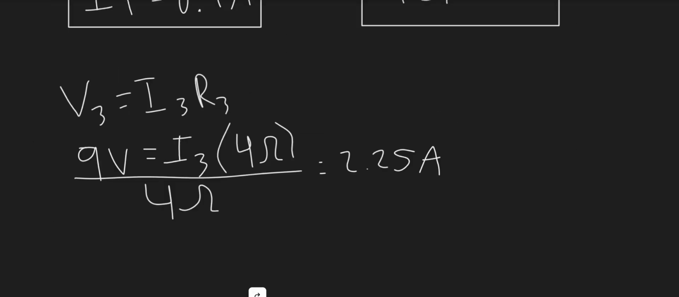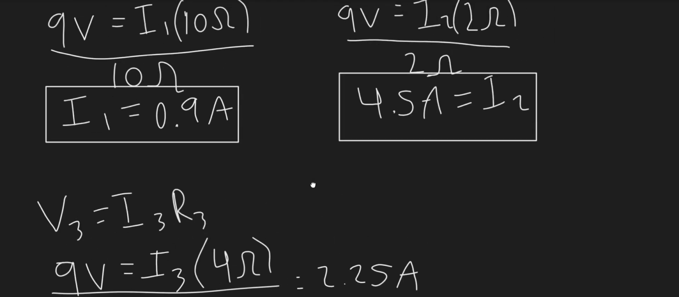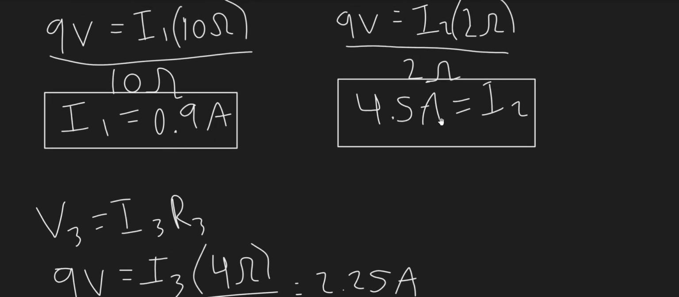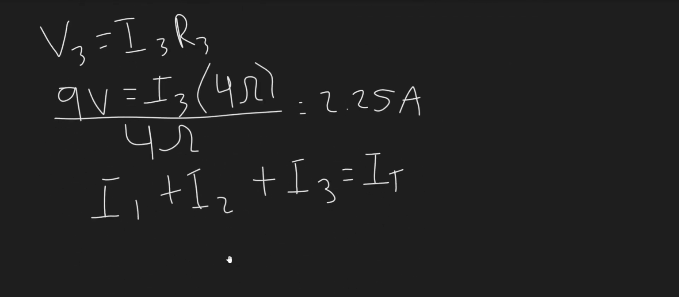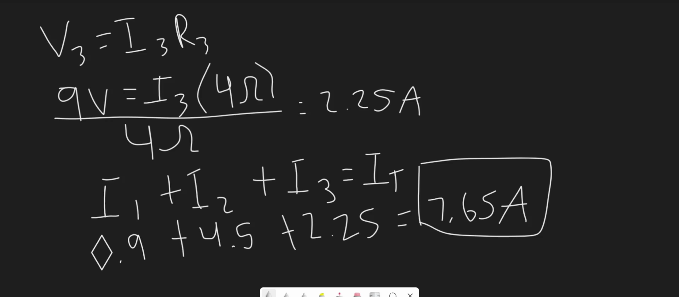So to verify that our answer is correct, let's just add up the current flowing through all these resistors. So it's going to be I1 plus I2 plus I3, and that is going to give us IT. If we scroll back up, you'll see that we got 0.9 amps for I1 and 4.5 amps for I2. So let's plug that in. So 0.9 plus 4.5 plus 2.25, and that'll give us 7.65 amps, which is off slightly just because of rounding issues, but that's basically the right answer right there. So that confirms our work is correct.